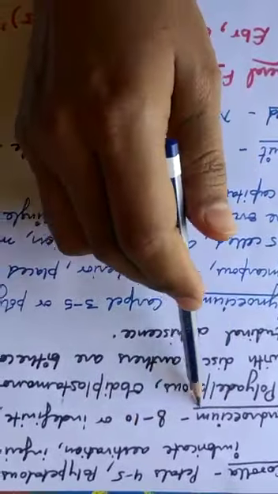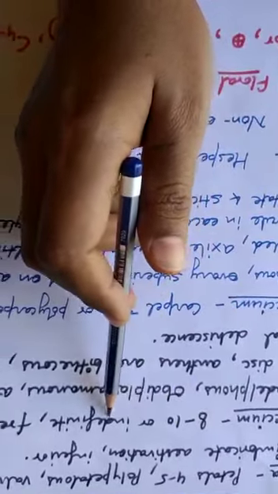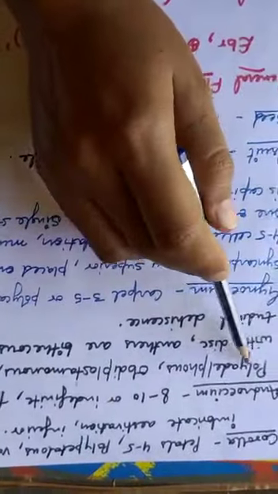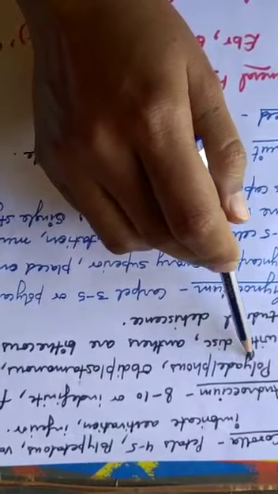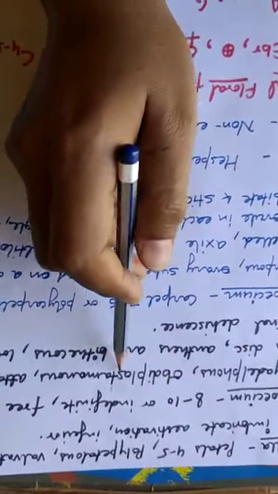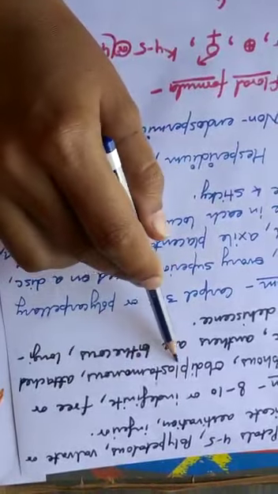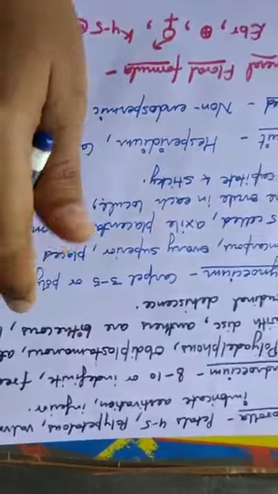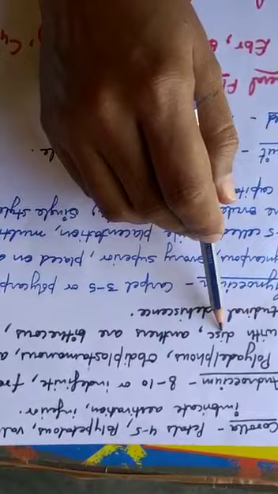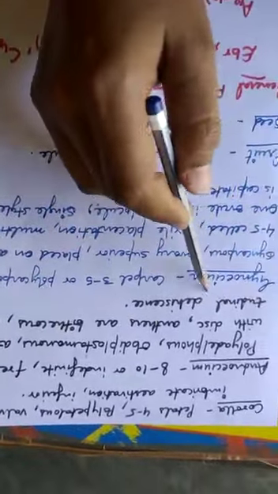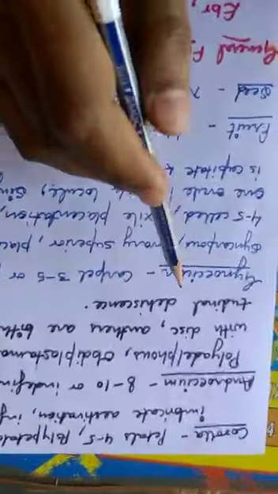Now androecium are 8 to 10 in number or indefinite in some plants. Free or polyadelphous, it means present in more than 2 groups. Obdiplostemonous, present in 2 different whorls. Attached with the disc of the ovary. Anthers are bithecous. Longitudinal dehiscence in anthers.